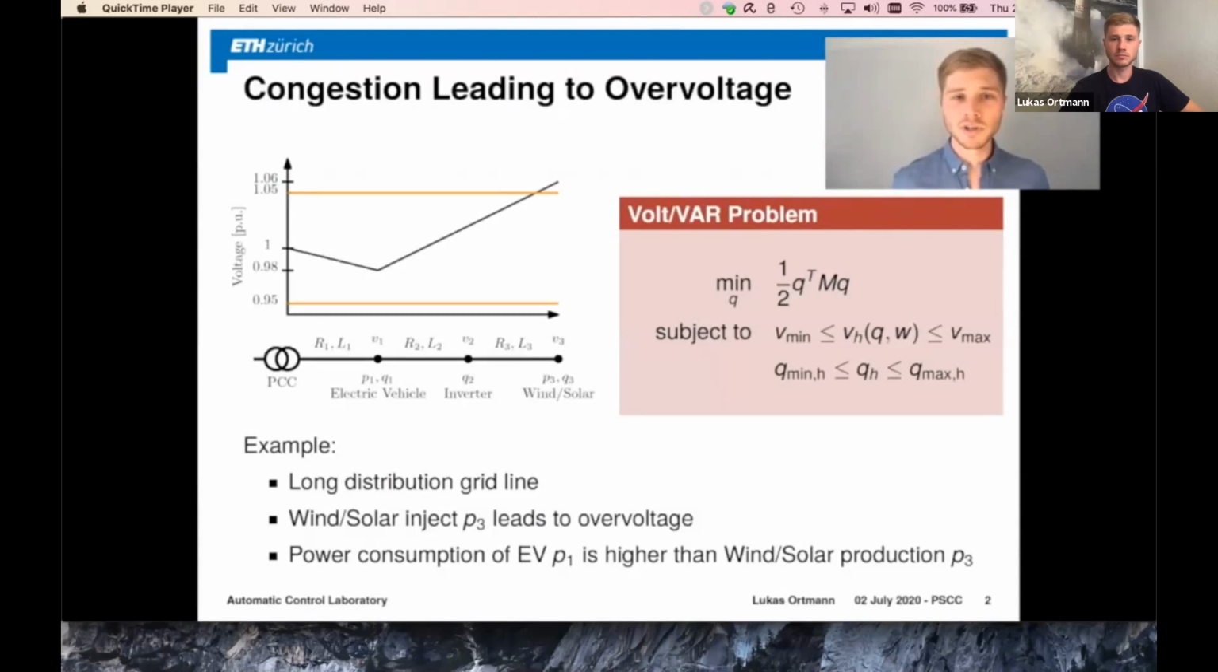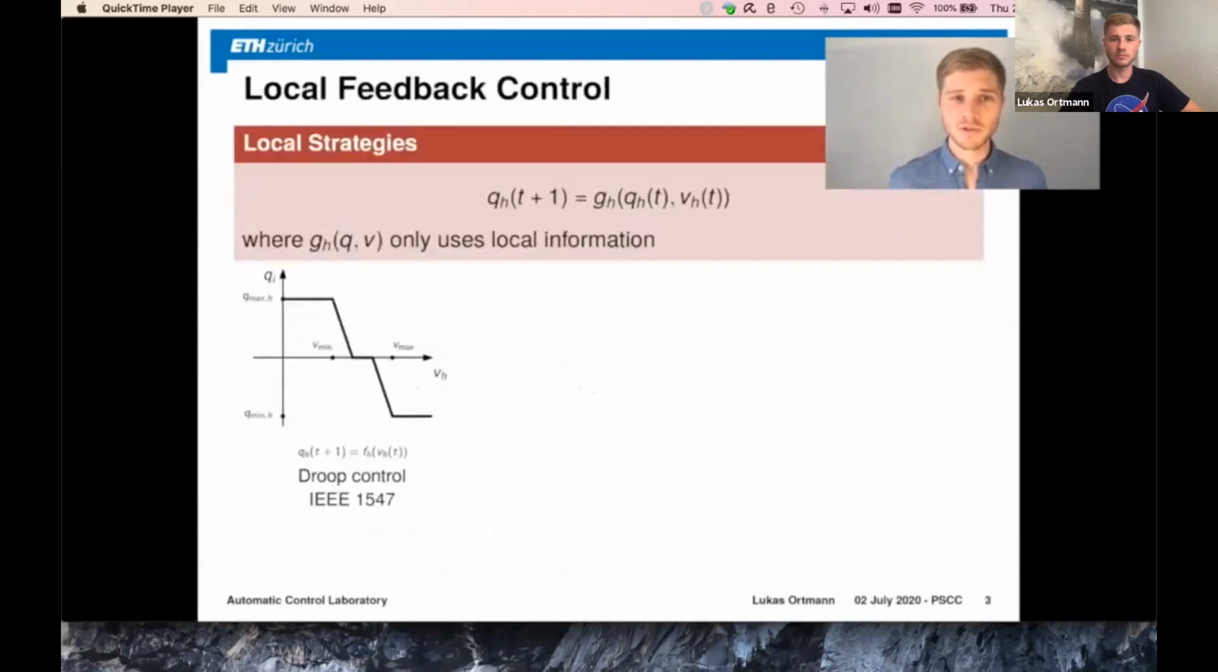Okay, so right now, this overvoltage problem is solved by local feedback controllers. So every inverter is only measuring its own voltage and is then deciding on its reactive power set point. And for example, here in this figure, we see the Droop control that is defined in the IEEE 1547, which is basically the grid code at the moment. And that says, if we have a voltage that is less than the minimum, then we're supposed to inject as much reactive power as possible. Whereas when we have a voltage that is higher than the maximum voltage, we're supposed to absorb as much reactive power as possible.